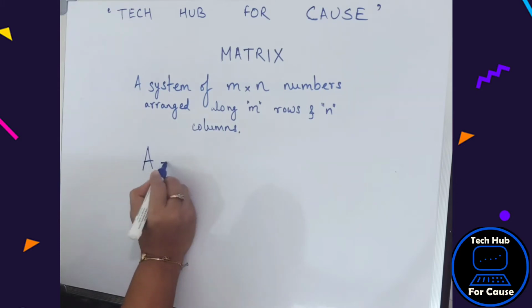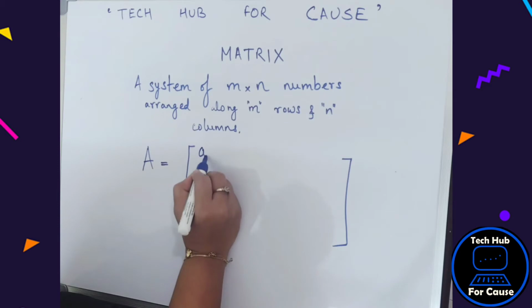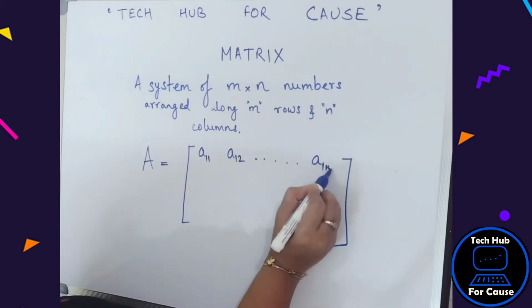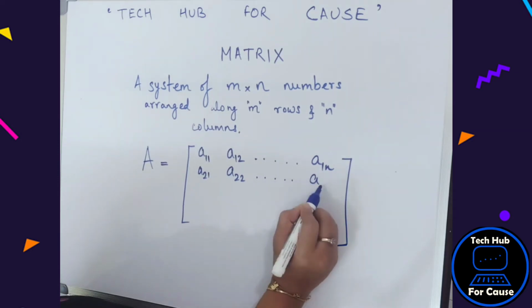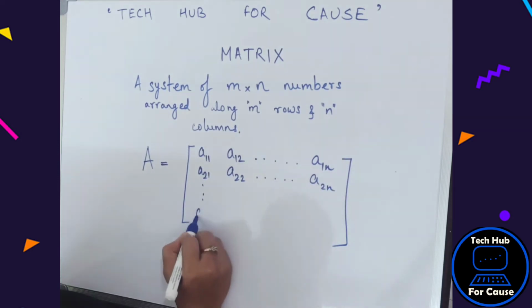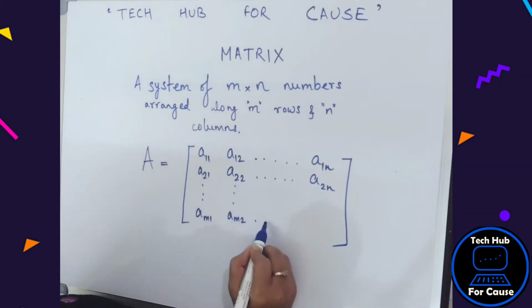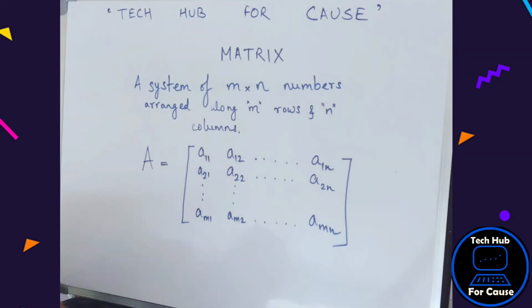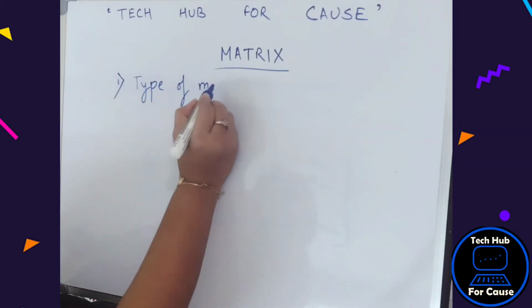For example, if A is an m cross n matrix, then its elements can be represented as A11, A12 up till A1n, A21, A22 up till A2n, and we go up to Am1, Am2 and Amn. The values of m, n and the elements of the matrix lead to different types of matrices.